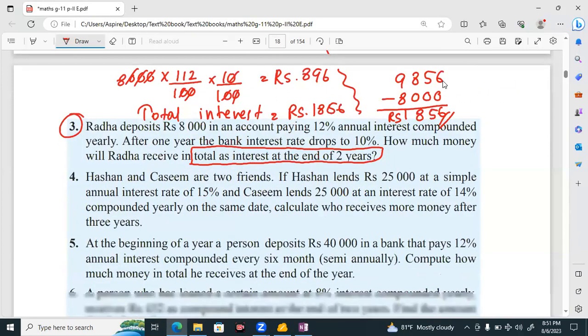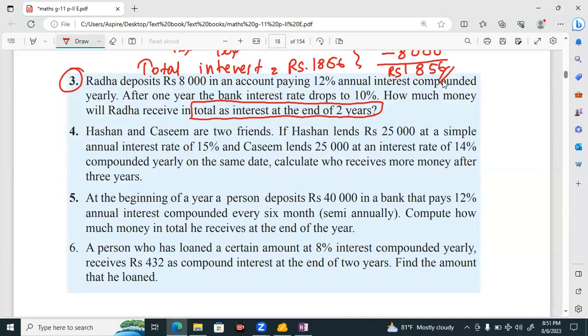Okay, move to the fourth one. Here you can see the difference.